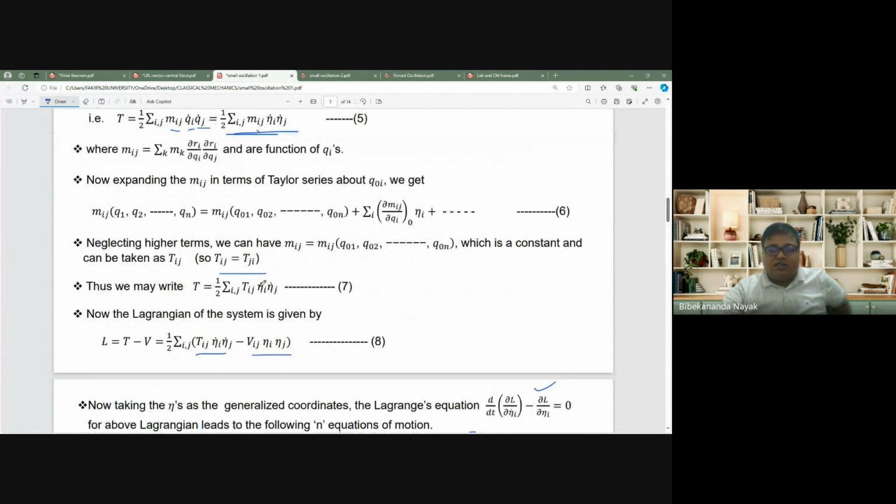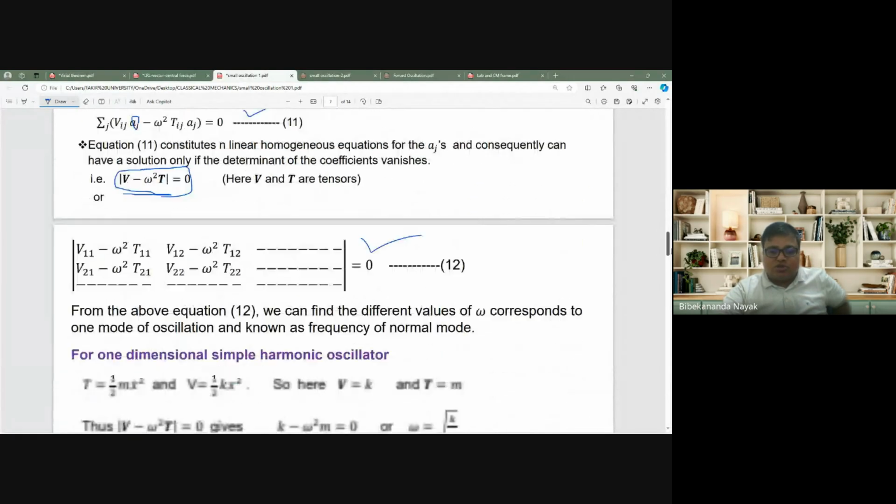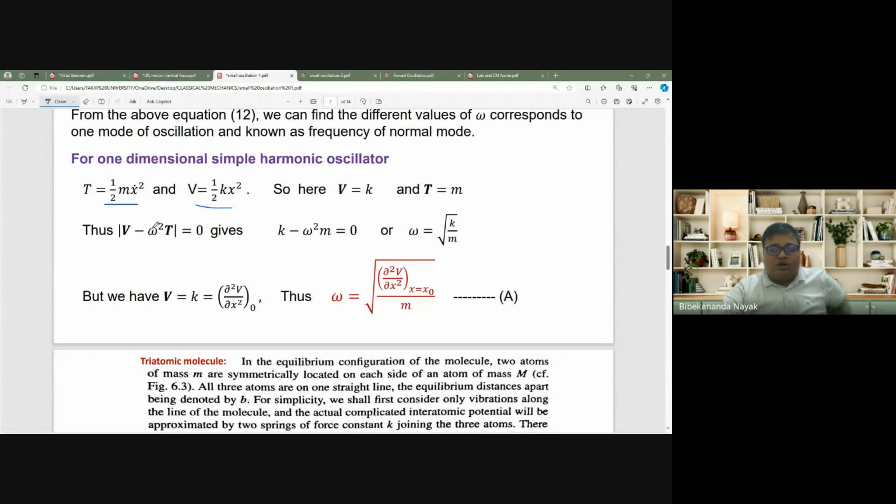T_ij is equal to half T_ij eta dot eta dot, and V_ij is equal to half V_ij eta_i eta_j. If you compare these two equations, we find V_ij is equal to k and T_ij is equal to m. That is one dimension, so there is no ij. Okay, V is equal to k and T is equal to m. So the equation V minus omega squared T equals 0 gives k minus omega squared m equals 0, or omega is equal to root over k by m. But how did you get V?